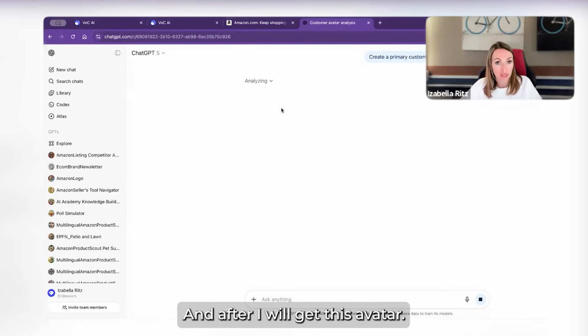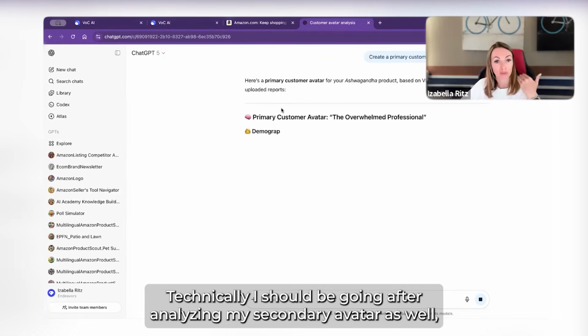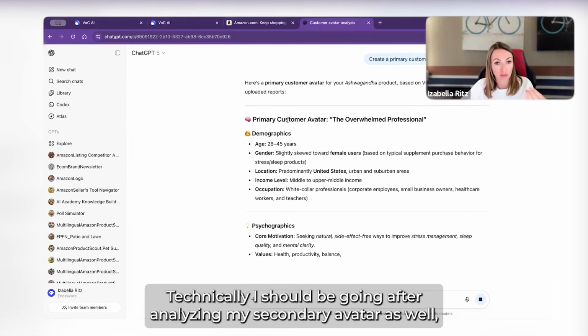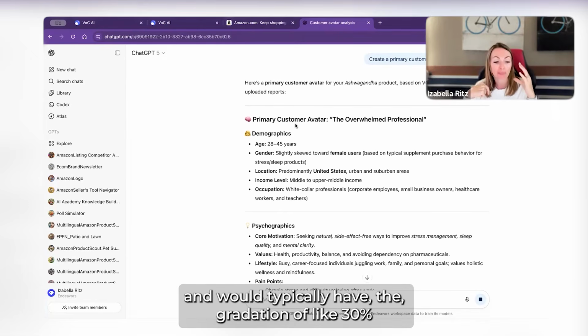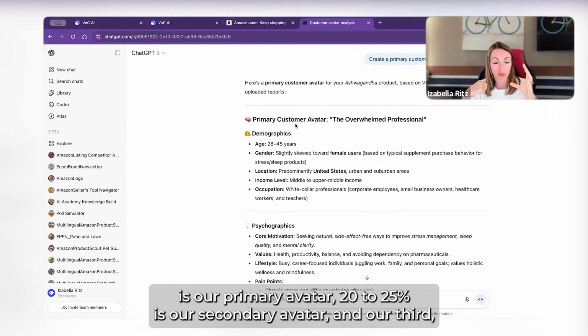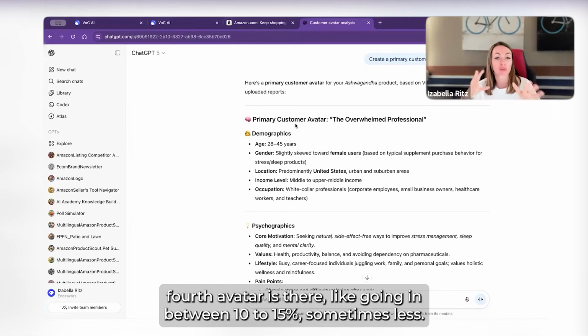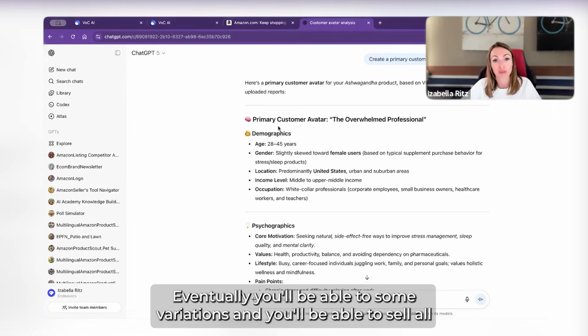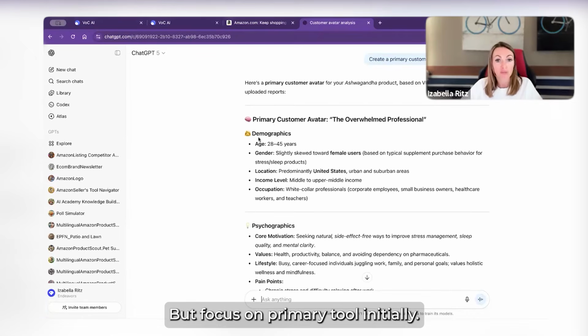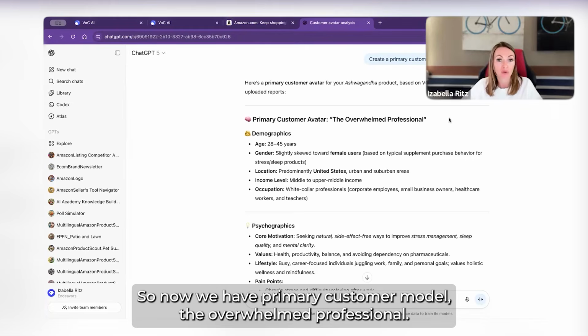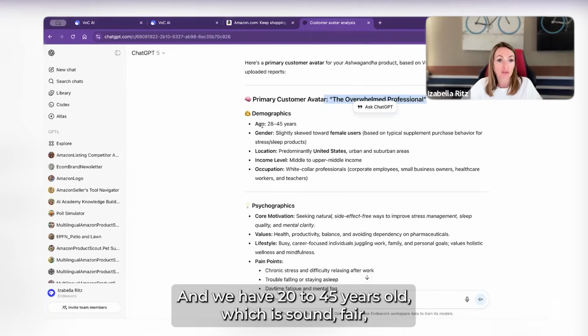And after I get this avatar, technically, I should go on to analyze my secondary avatar as well, because I want to target at least 50% of the shoppers. And we typically have a gradation of like 30% being our primary avatar, 20 to 25% our secondary avatar, and the third and fourth avatars going between 10 to 15%, sometimes less. Eventually, you'll be able to sell variations and you'll be able to sell to all of these people, but focus on the primary two initially.